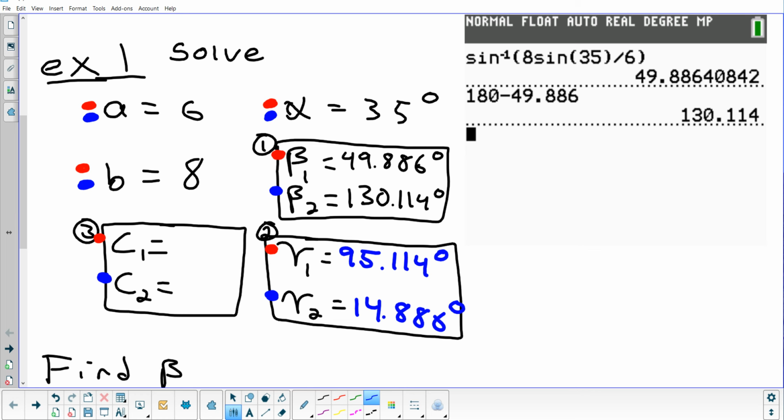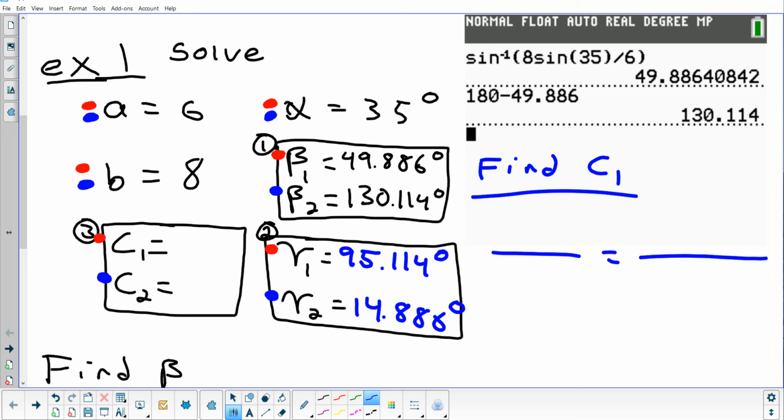Okay, so now we're done with the angles. Now we're going to use those angles to get the sides. All right, let's do C1 first. Now, C1 is part of the red problem. It's part of the problem that has the ones. I need a red row that has everything in it. I have two rows in that table that are red.